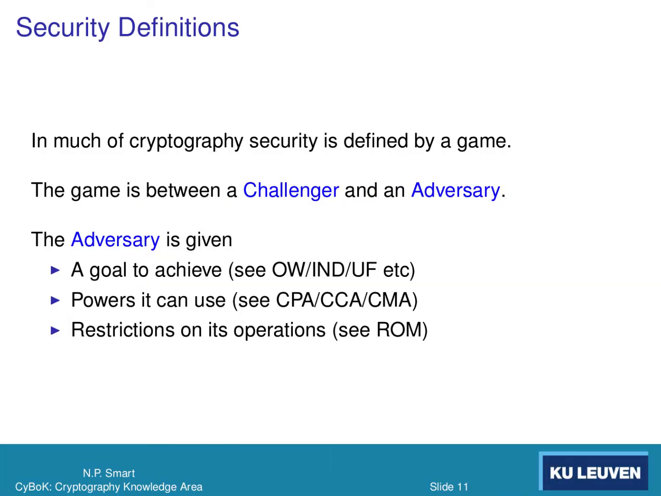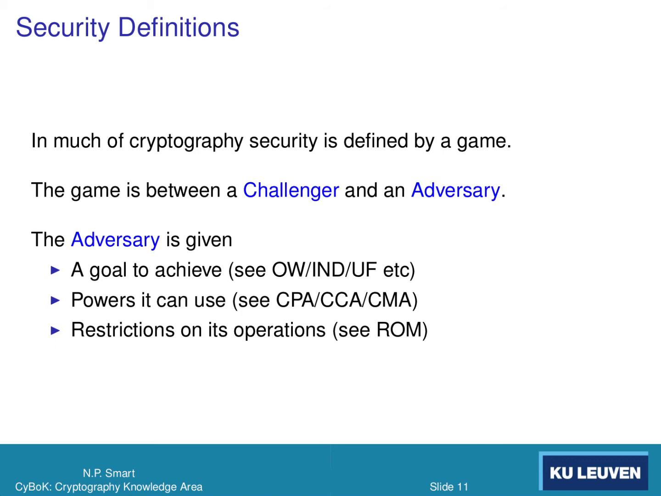So we're going to go through some simple definitions here. The way we define security in most of cryptography is as a game between a challenger and an adversary. The adversary has a number of things they are trying to achieve. They've got a goal to achieve. So for example, if you think of this game as chess, then the goal is to try to get the challenger's king into checkmate.